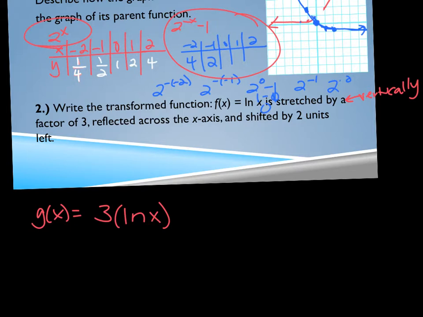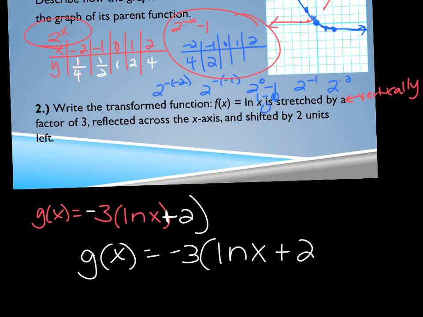So then the next thing I have to look at is reflected across the x-axis. So across the x, is that on the front or is that inside? In the front. So this is a negative 3. And then the last part is shifted 2 units left. That happened inside the parentheses or after the parentheses? Inside. So now I'm going to say this is a plus 2 inside the parentheses. So g of x equals negative 3 ln of (x plus 2). Okay, so again, horizontal shift would be inside the parentheses. Vertical shift would happen after.